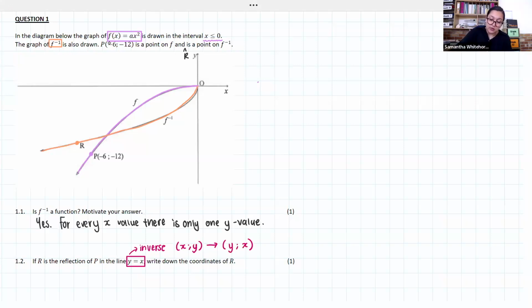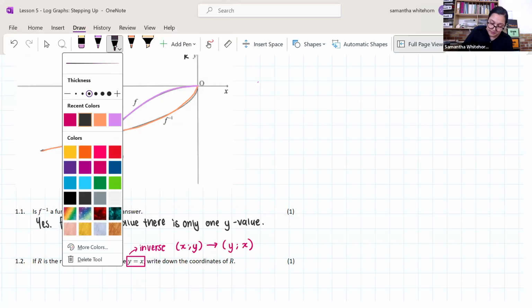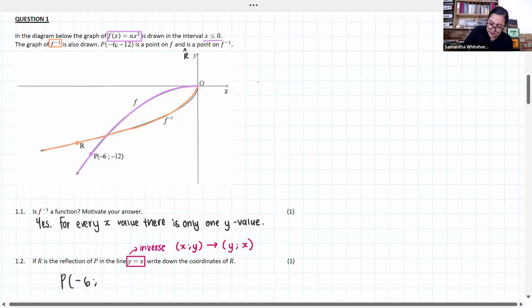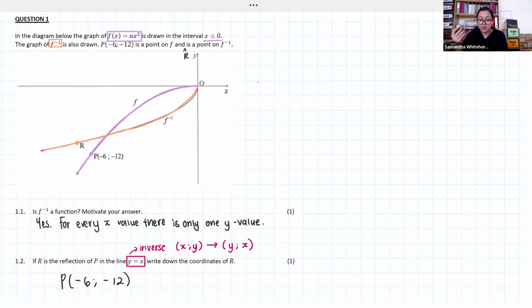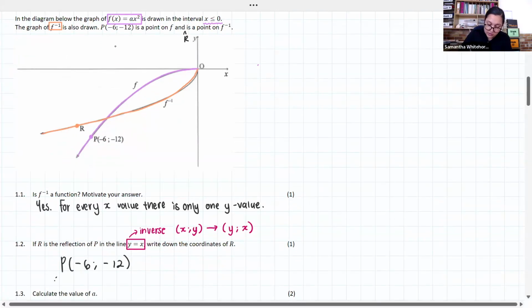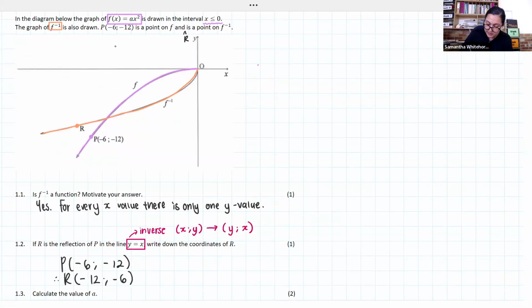So we know that the original coordinates of P were (-6; -12). R is now a reflection over this line, so it's the inverse. So all we need to do here is swap the coordinates: (-12; -6). That's it. So don't become flustered by the questions. Read it carefully. What information do you have? How does it help you get to the answer that you want?